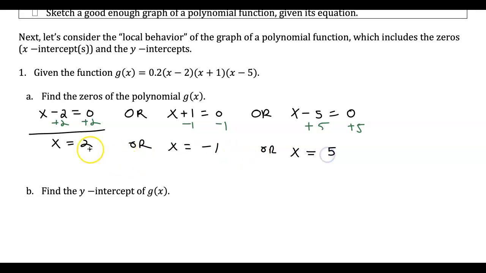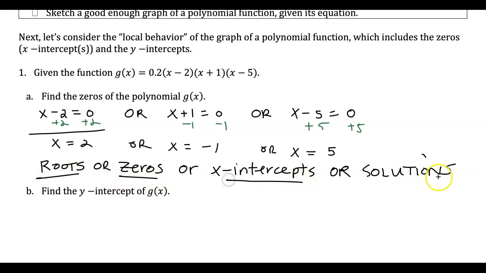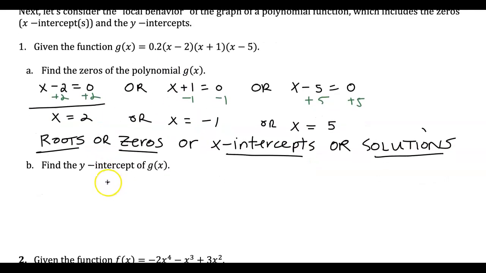So these are called the roots or zeros, or x-intercepts, or the solutions to the equation if you were to set it equal to 0, right? So you might hear these terms used variously to describe these numbers. Okay.